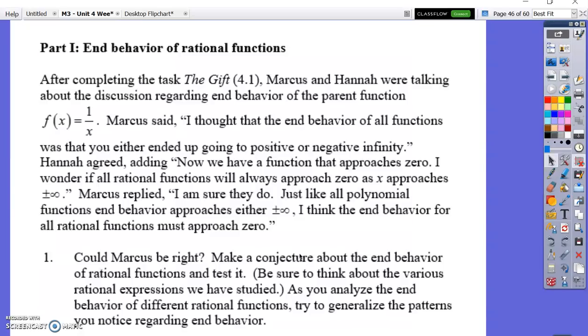So does this always happen? And Marcus is like, sure, why not? All polynomial functions go to positive and negative infinity, so why wouldn't all rational functions do the same thing? So do you think Marcus is right? We've looked at a lot of different graphs already, so make a decision based on that. Make a conjecture about the end behavior of rational functions is our goal here.